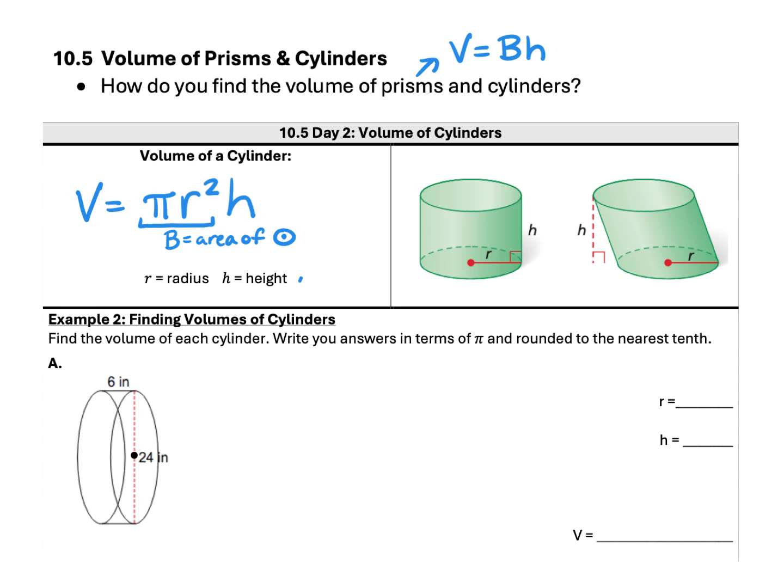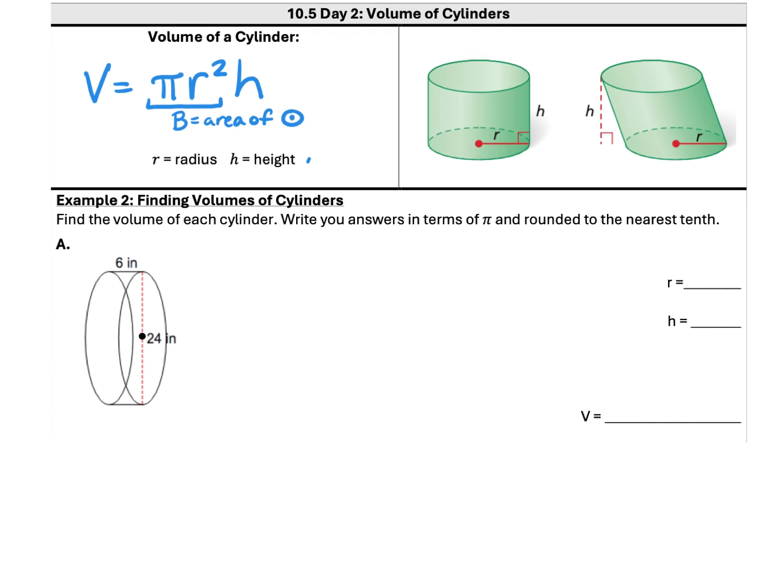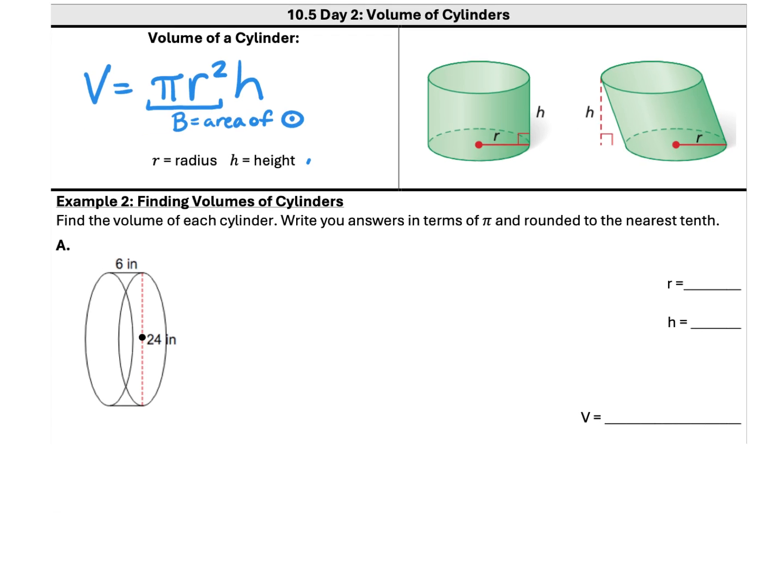Let's look at this first example. We want to find the volume of each cylinder and write our answers both in terms of pi and rounded to the nearest tenth. The first thing you need to do to use the volume formula is to identify the radius and the height of the cylinder. And notice that this cylinder here is laying on its side. The radius is the radius of the circle. Well, that distance right there is the diameter of the circle since it goes all the way across. The radius is half the diameter, so I'm going to take 24 divided by 2, and that's 12.